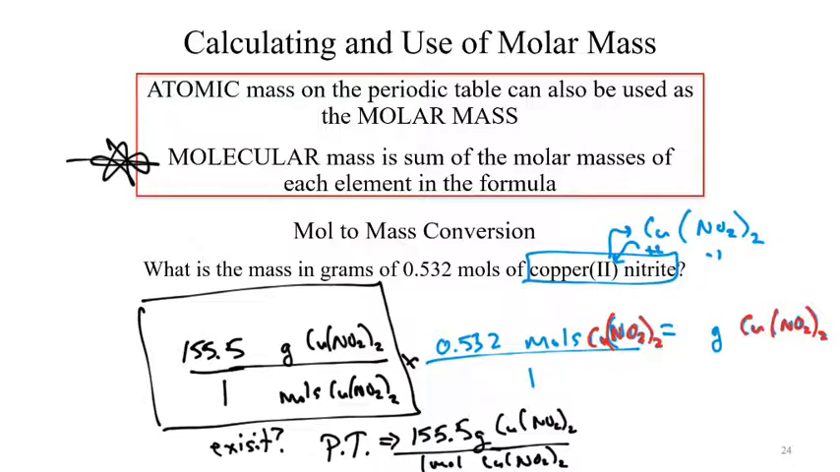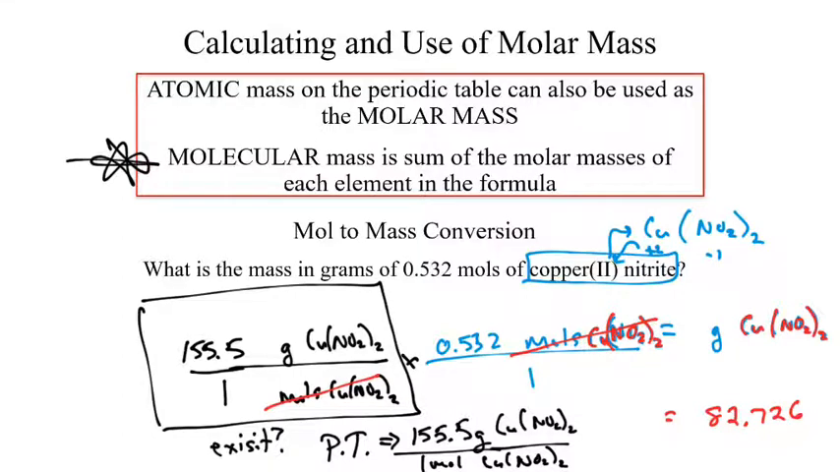Okay. Now what happens in our calculation? The moles of copper 2 nitrite cancel, and all we have to do is go through and multiply these two things with each other. In that multiplication, we should get as an answer 155.5 times 0.532. Our calculator should spit out the number 82.726.